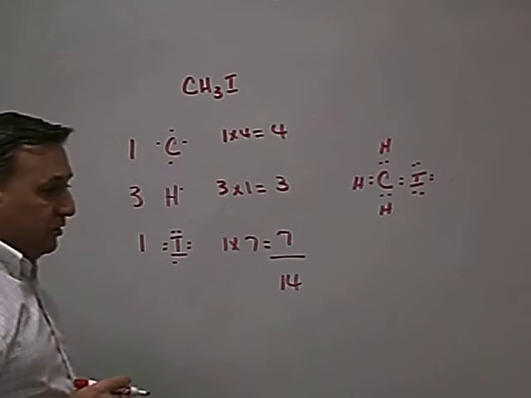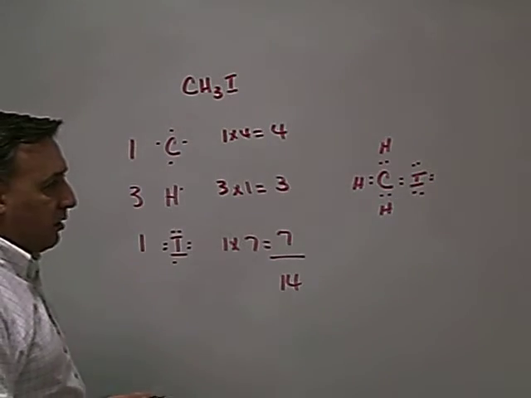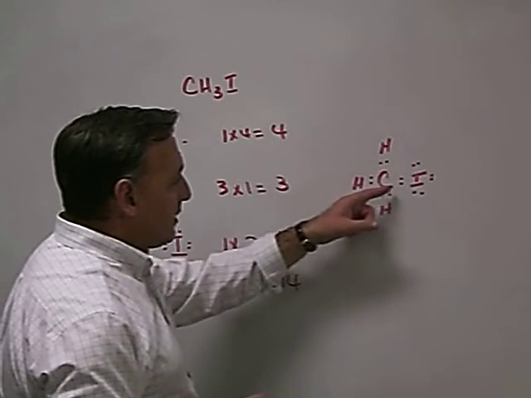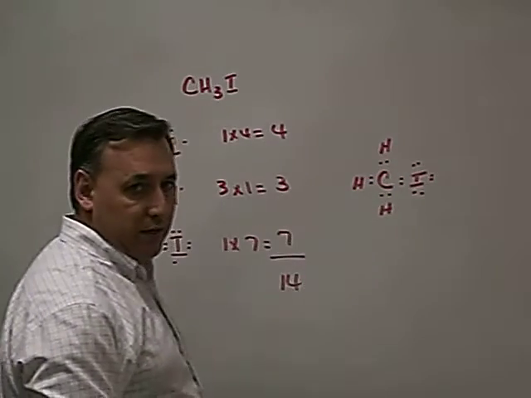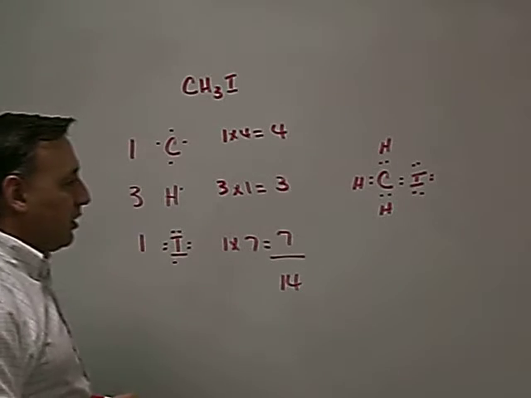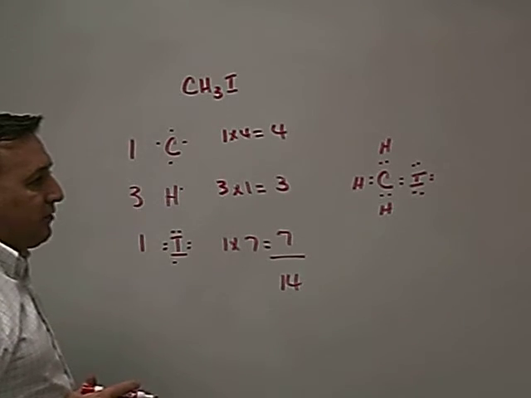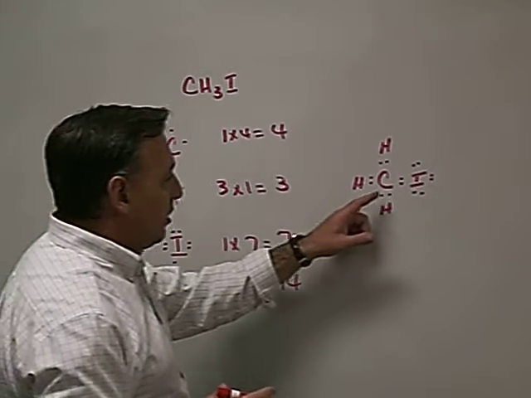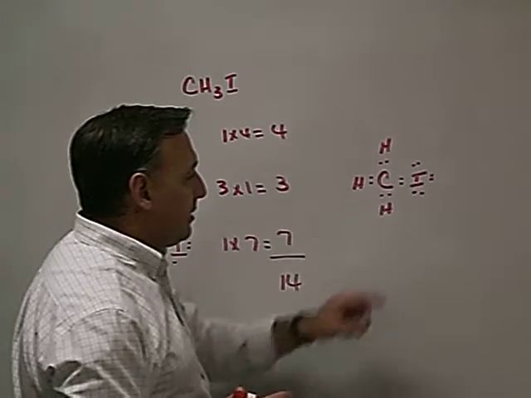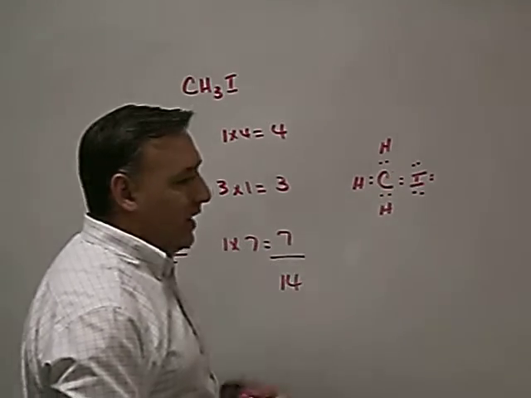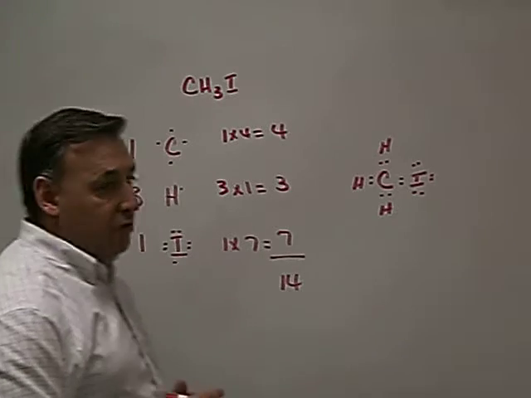We'll ask 2 questions now. Do I have the right number of valence electrons? 2, 4, 6, 8, 10, 12, 14. I do. The second question is, does every element other than hydrogen have the requisite 8 electrons? 2, 4, 6, 8, yes. 2, 4, 6, 8, yes. So that's a viable structure for iodomethane.